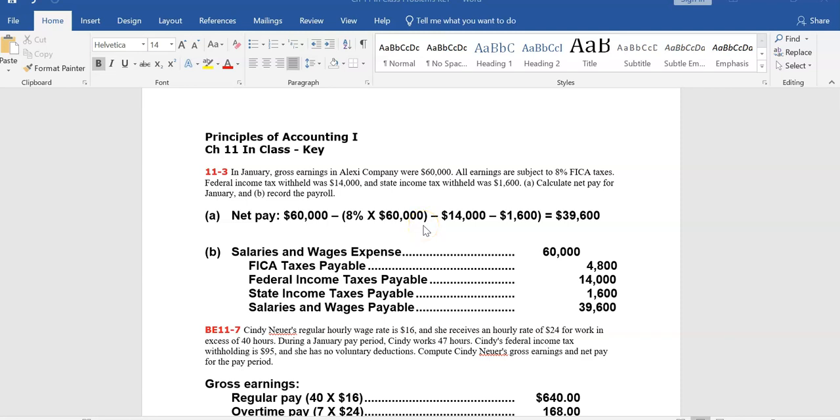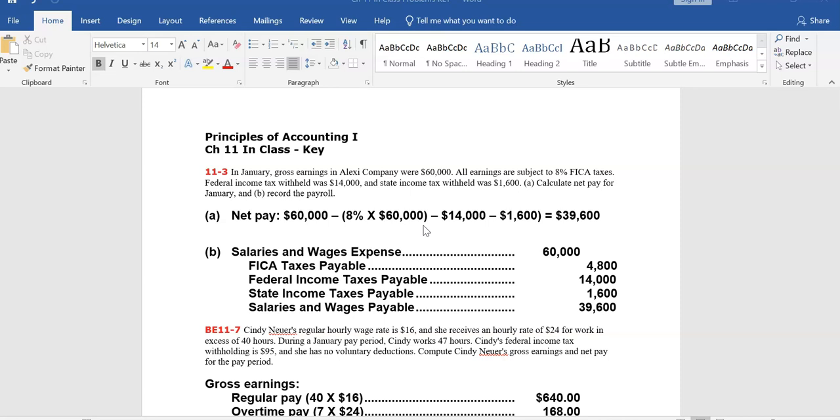Chapter 11, Sample Problems. This chapter is working with the current liabilities that companies have to record and account for. One of the main current liabilities that all companies have to deal with are liabilities as a result of payroll. So let's take a look at the first problem.